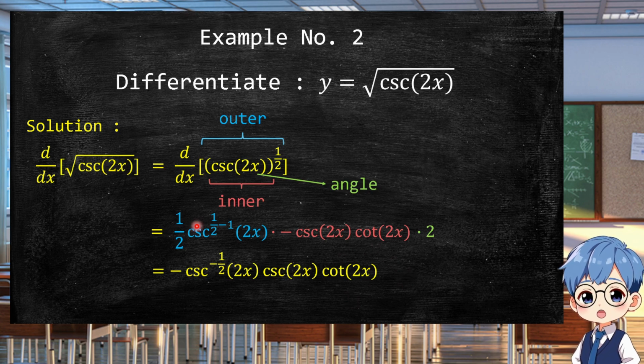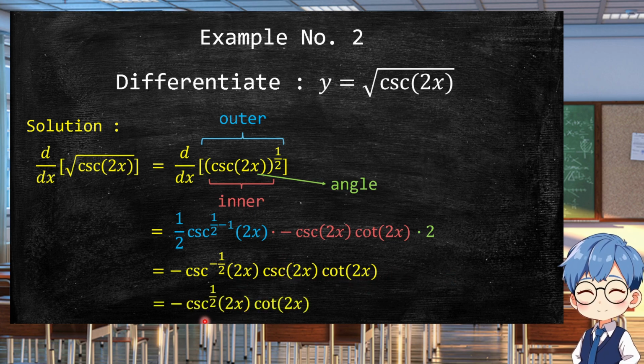This is not yet the final answer because we can still combine cosecant to the power of negative 1/2 of 2x times cosecant 2x. We can add their exponents. There is an invisible 1 here, remember? So we have negative 1/2 plus 1, which is just positive 1/2. So we have negative cosecant to the power of positive 1/2 of 2x cotangent 2x.